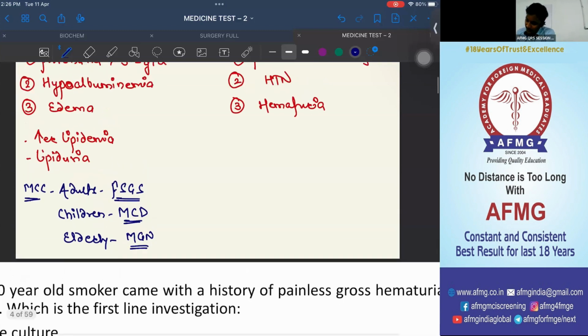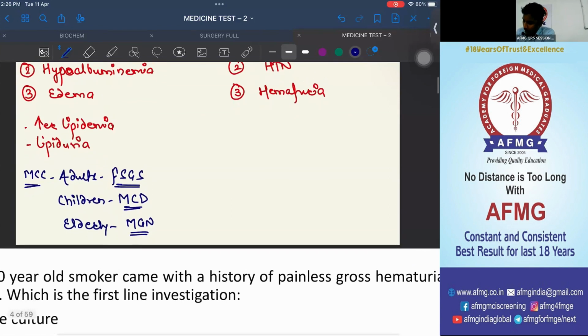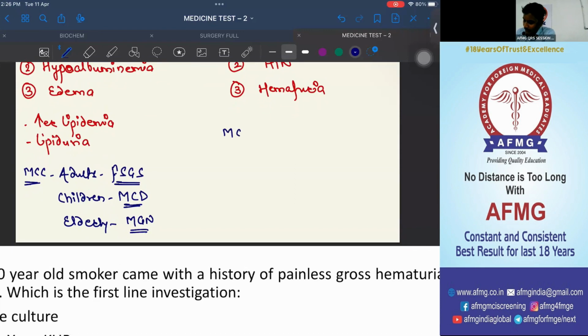Okay? Whereas if I talk about nephritic syndrome now, what is the most common cause of nephritic syndrome in adults or overall? If they do not mention any age, overall also and in adults also, what is the most common cause? Very good. It is Buerger's disease, also known as IgA nephropathy. Okay? It is Buerger's disease, also known as IgA nephropathy.